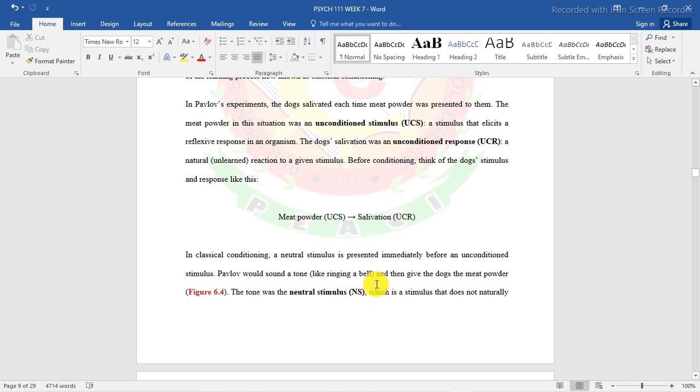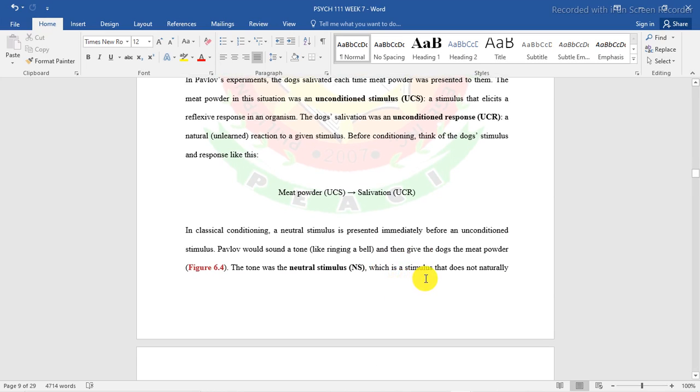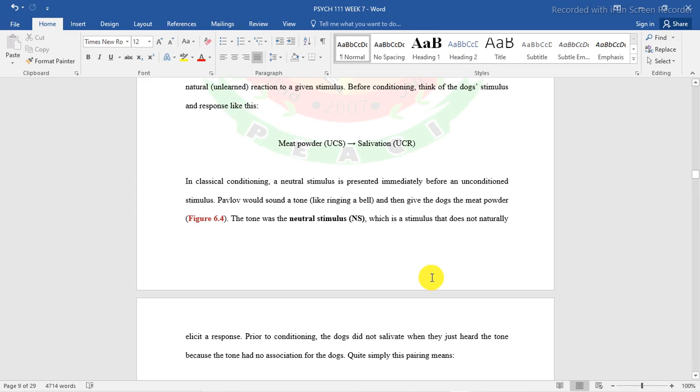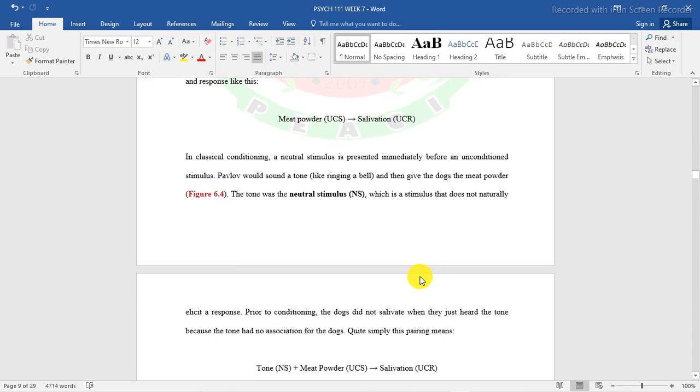So, in classical conditioning, a neutral stimulus is presented immediately before an unconditioned stimulus. So, Pavlov would sound a tone, ring a bell, and then give the dog the meat powder. Okay? The tone was the neutral stimulus. So, example, magre-ring ka ng bell, bigyan mo kaagad ng meat powder. Yung tone yun yung neutral stimulus, which is a stimulus that does not naturally elicit a response.